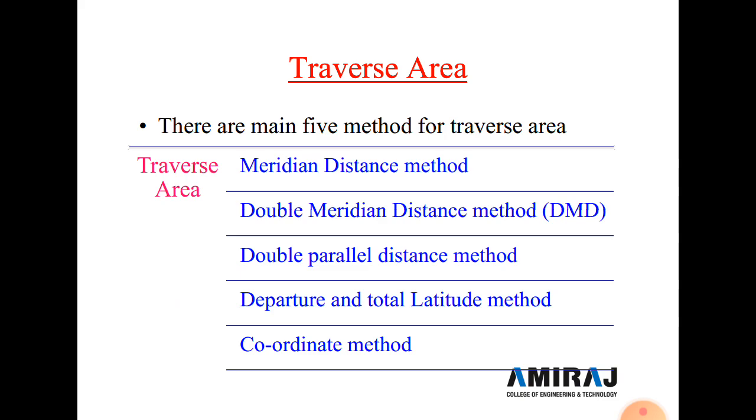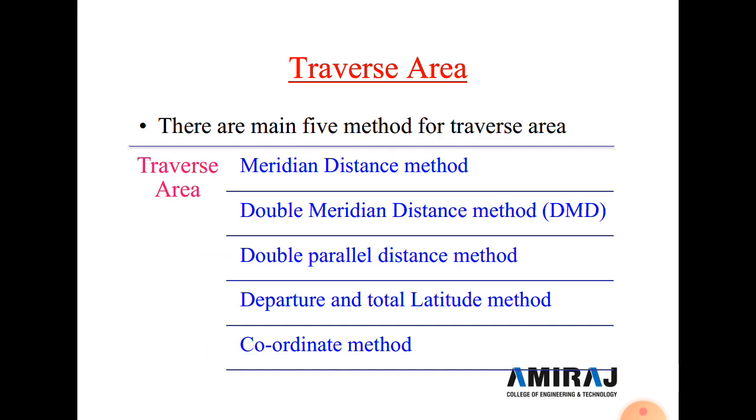Now the next topic we start is the traverse area. There are 5 main methods for the traverse area. First is the meridian distance method. Second is the double meridian distance method, another name is the DMD method. Third is the double parallel distance method. Fourth is the departure and total latitude method. And fifth is the coordinate method.